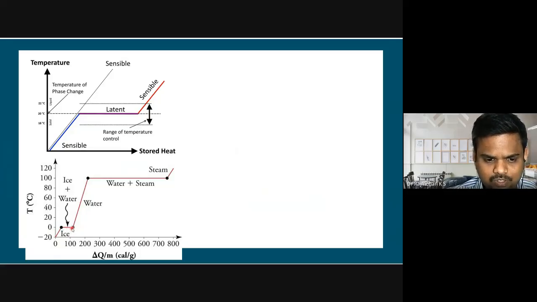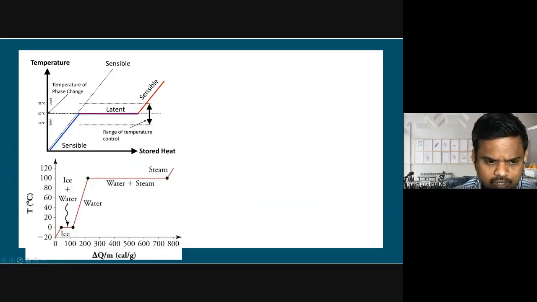After that, from 0 degree to 100 degree Celsius, it is purely water. That's why we can have sensible heat, and the temperature can be measured as heat is added to the system. Once we have reached 100 degree Celsius, further heat that is added is only used for the phase change. So we will have sensible heat and latent heat of vaporization. And then again, if you increase the temperature of the steam from 100 degrees further, we are going to have sensible heat.